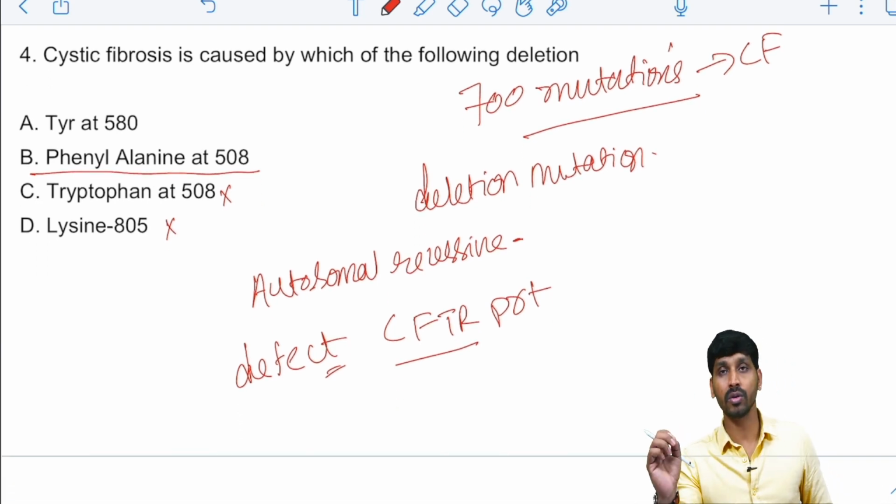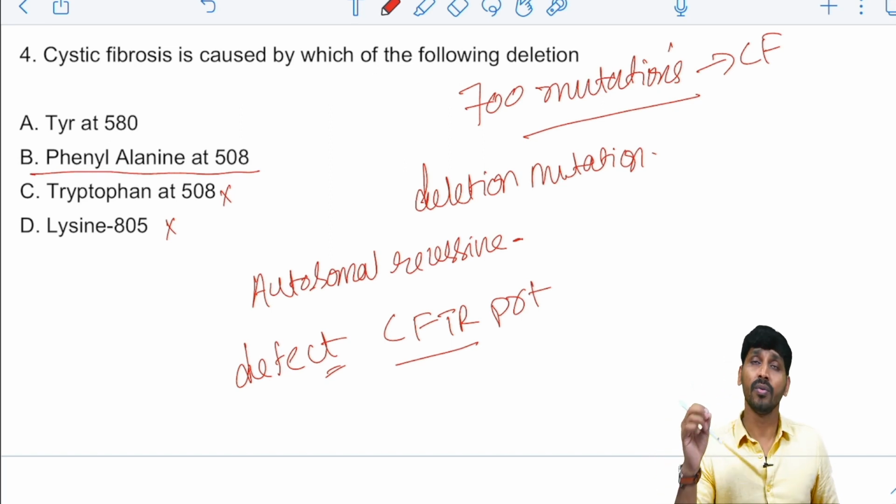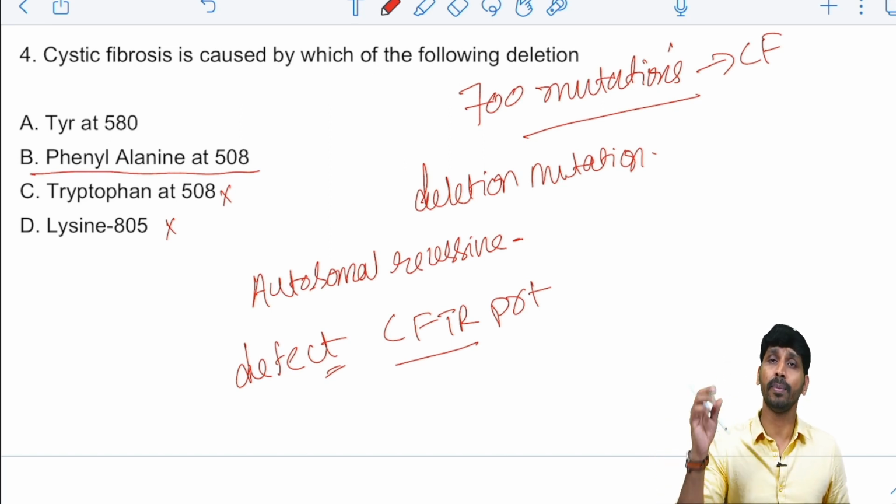Okay, cystic fibrosis. Because of the defect of the gene which produces CFTR protein, that is cystic fibrosis transmembrane regulatory protein, and it is because of deletion mutation at 508. Deletion mutation. What amino acid has been deleted here? Phenylalanine at 508 position.